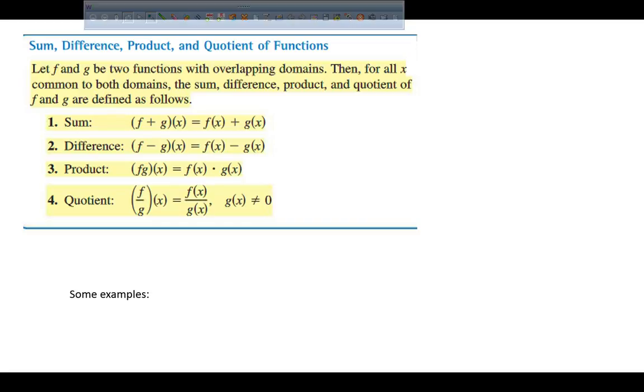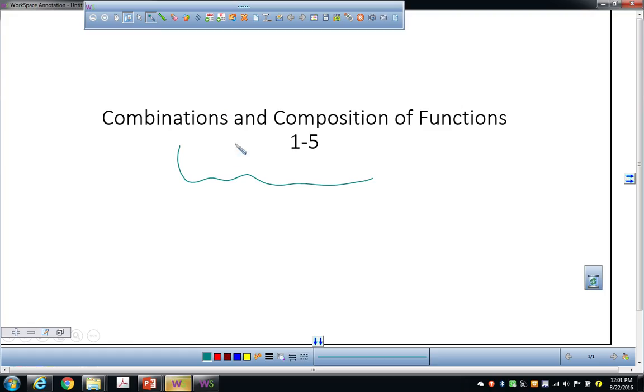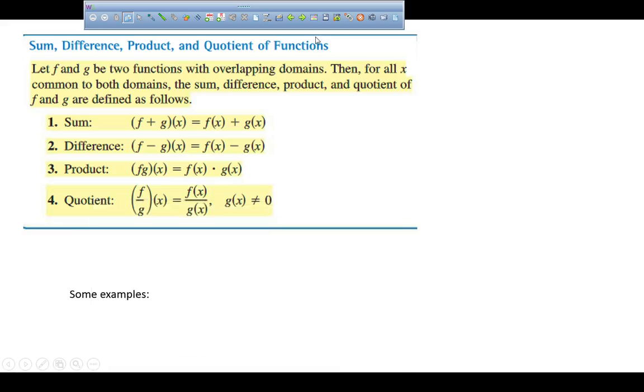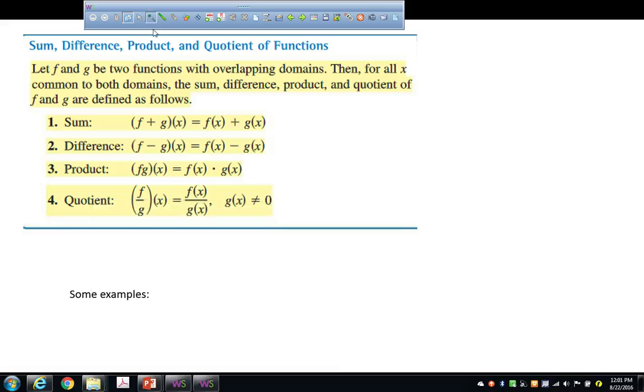Some examples that I have is so if I knew this was what happened. Here we go. We're getting back there. Now I can write. Can I write on there?